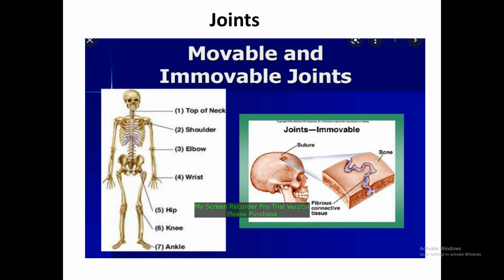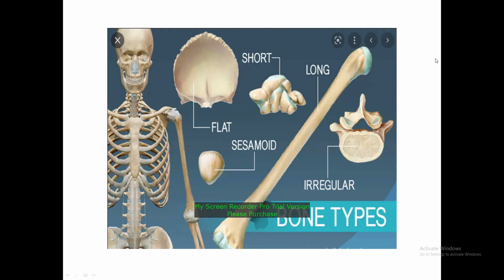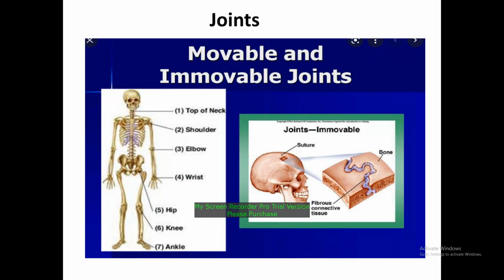Movable joints can move, like joints in our spine and arms. Immovable joints are fixed and cannot move. For example, joints in our skull. It cannot move. The joint of our neck can move. The joint of the shoulder can move. Elbow, we can move the elbow, the wrist, the hip, the knee and the ankle. So these are the joints which can move.